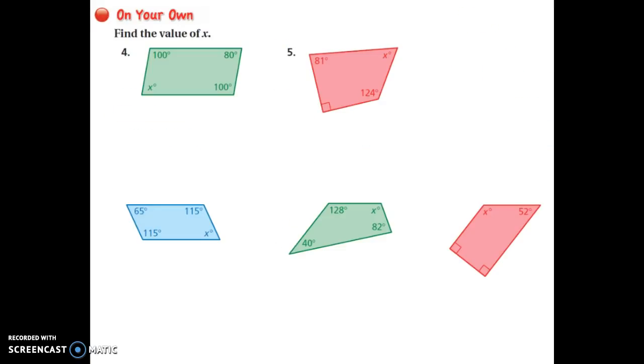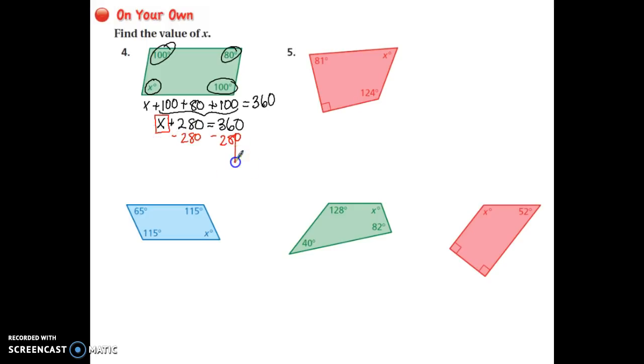In number 4, same thing. I'm going to start with X. I'm going to add all four angles. So I have 100, I have 80, I have 100. Now that I've added all four angles, I know that this is going to equal 360. So X plus, when I add all three of these numbers together, I get 280 is going to equal 360. Now from here I can go ahead and isolate X, and to do that I simply subtract the 280 from the left and the right hand side of my equation. And subtracting, I find that X is equal to 80.